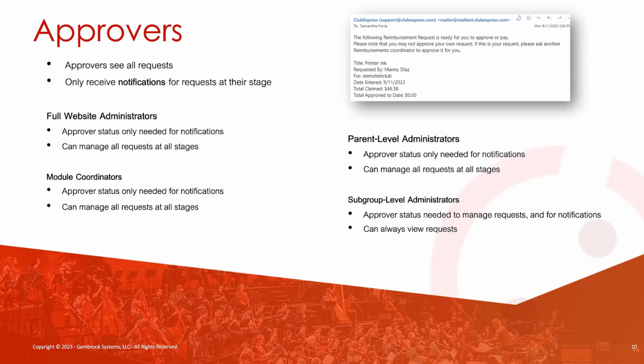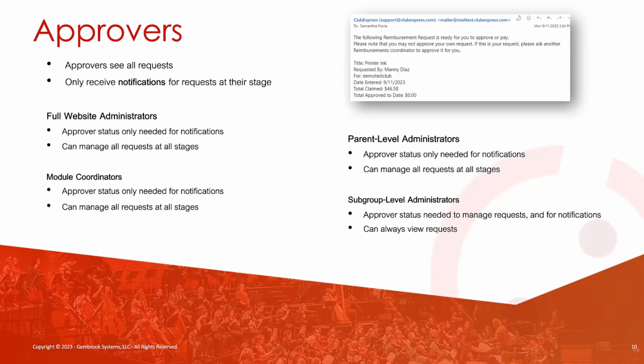Otherwise, they can manage all requests at all stages because of their access to the module. With parent level administrators and subgroup level administrators, we have a couple of different things. Parent level administrators can manage requests at all stages for the entire organization. And again, they only need that approver status for notifications. A subgroup level administrator does need approver status to manage requests and for notifications.